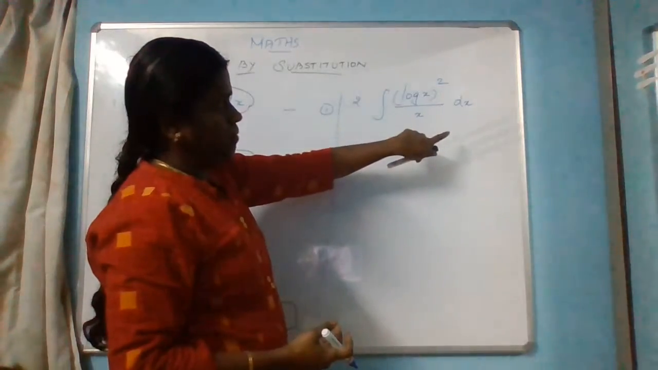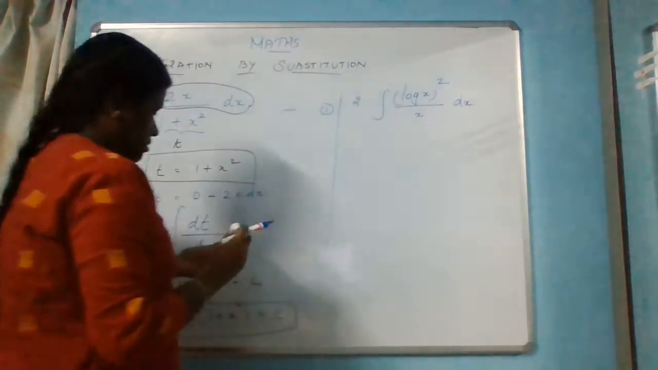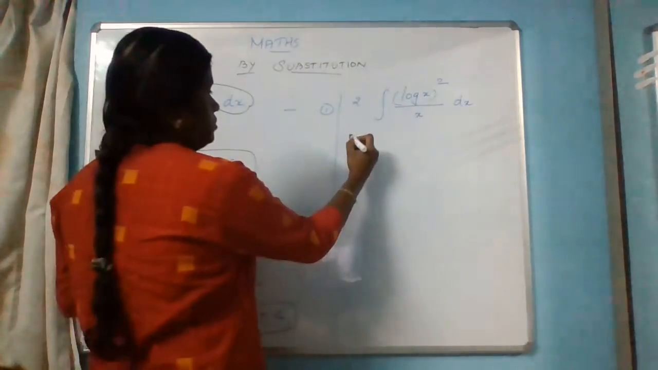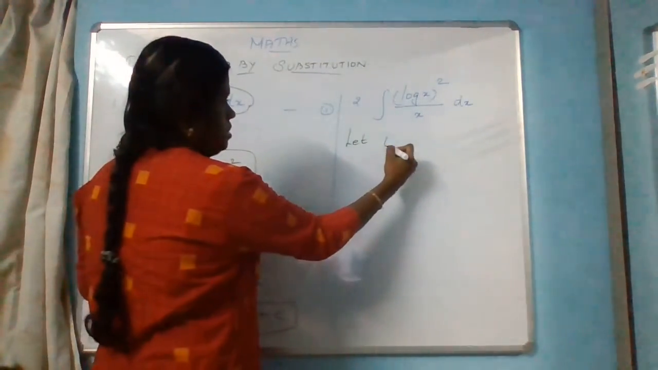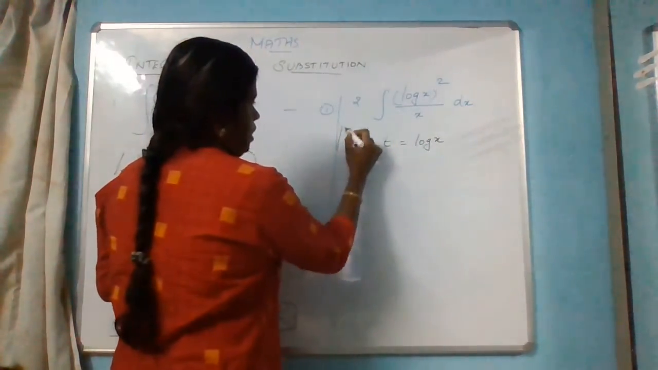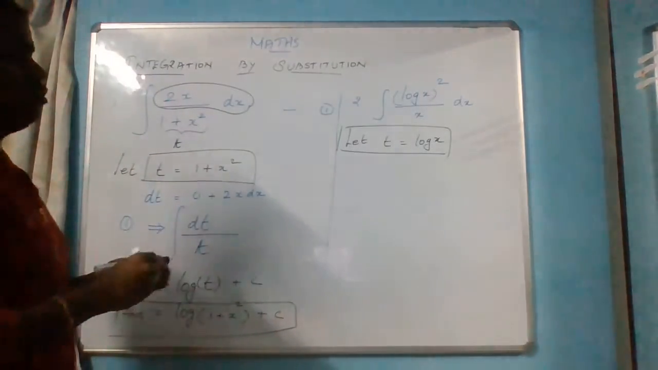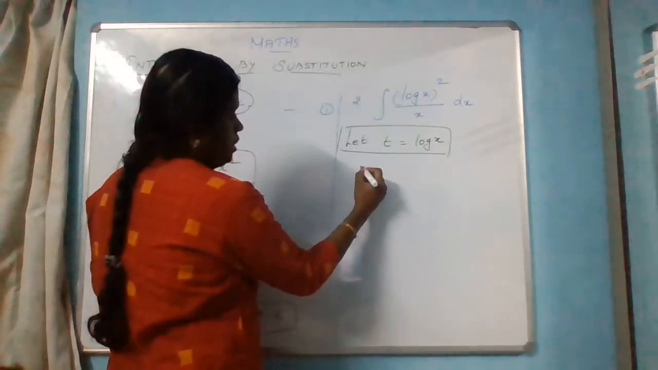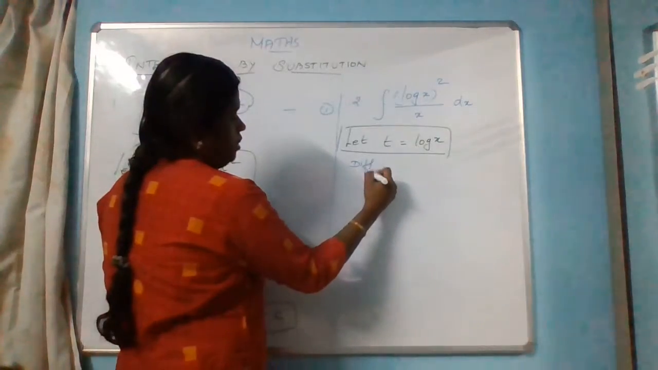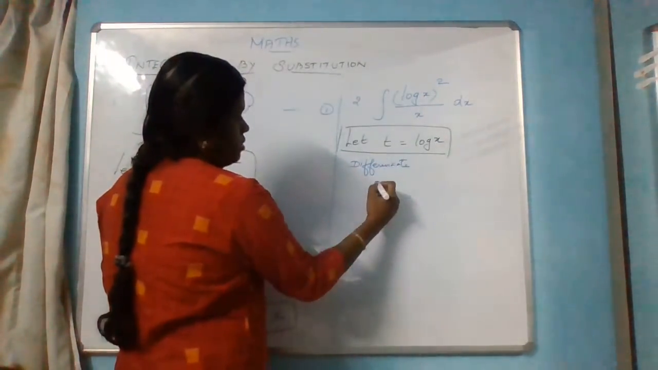So what can be done is that you can take t as, so what can you take as t? Let t is equal to log x. So you can take t is equal to log x. So when I take t is equal to log x and try to differentiate, so I am differentiating this t, what am I going to get?